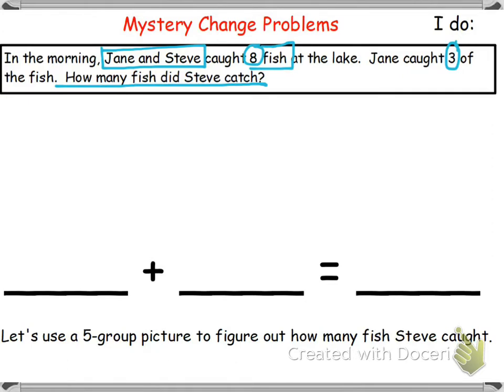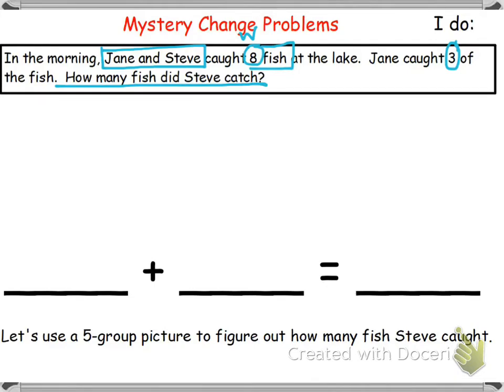Jane and Steve is a clue. That's telling us that this 8 is our whole. Okay, so that is important, because it's saying together Jane and Steve caught 8 fish. It's just worded a little differently. Now we have to think about how we can solve it, which, remember, is that $1 million question.